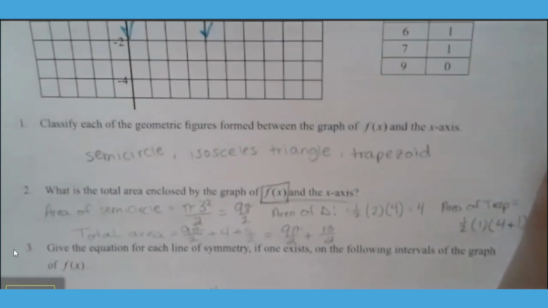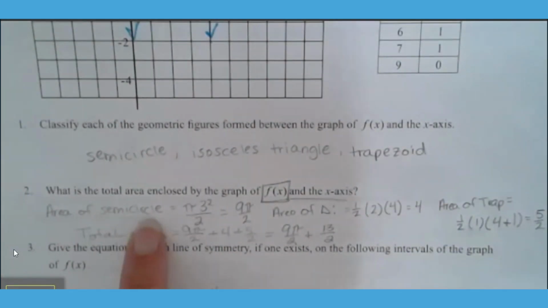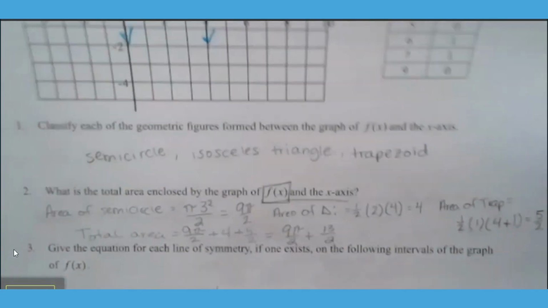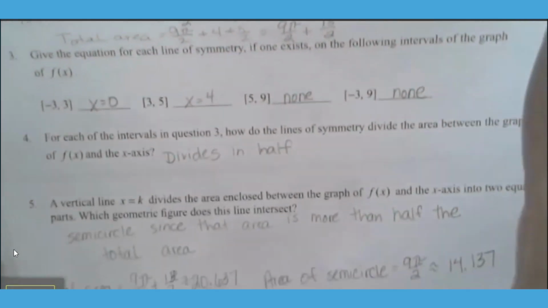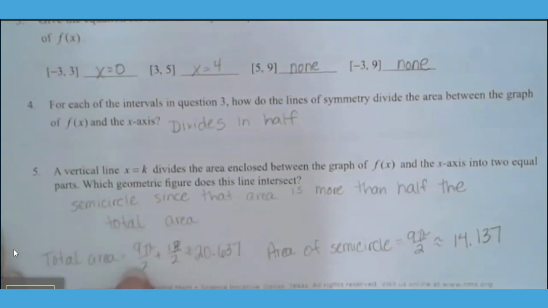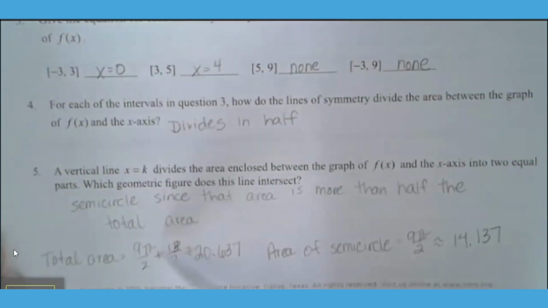So if we're looking at what our areas are equal to, the area of the semicircle is 9 pi over 2, which is hard for me to understand because of the pi sometimes when I'm trying to determine what half is. So if we allow our students to go in and determine what half of that is, the total area, 9 pi over 2 plus 13 over 2, is approximately 20.637.